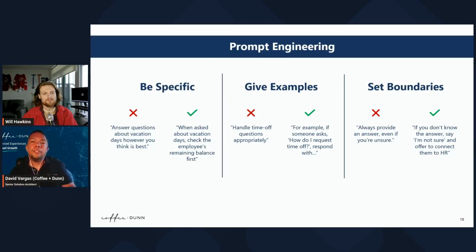We have examples here of certain prompts that you might give, right? Answer questions about vacation days, however you think is best. That's not a good prompt because it's too vague. Like, however you think is best, the bot's just going to think, well, I can just do whatever. But when you start to get specific, like, when asked about vacation days, check the employee's remaining balance first, that is very explicit about what you're trying to do, and it will guide the bot to give the right answer.